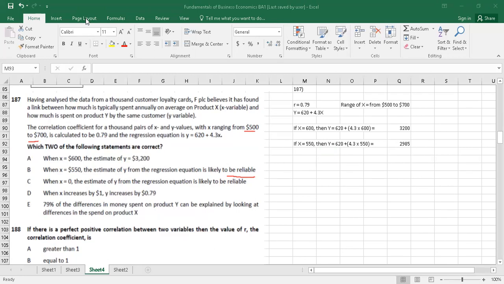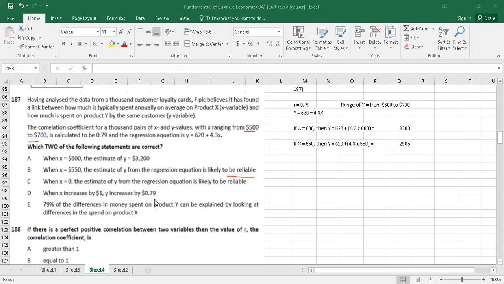Then D says that when x increases by 1, y should increase by 4.3. Isn't it? Because the slope of x is given as 4.3, and 620 anyway is constant. So for every one unit increase in x, the value of y will increase by 4.3. It is not 0.79. R is 0.79, and R indicates whether the relationship between x and y is strong or not. We see that R is equal to 0.79.